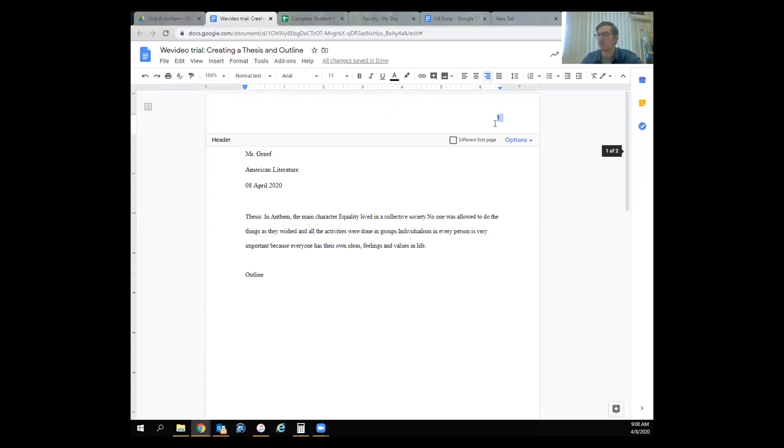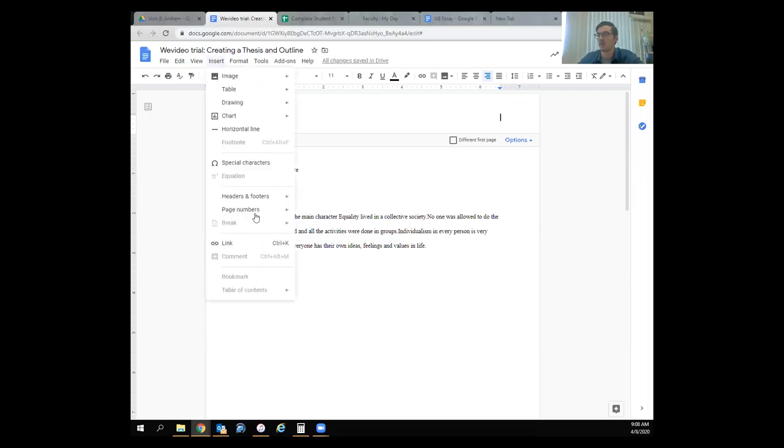So the way we fix that is by inserting a command for the page numbers. Now, there are 4 options. We want the one in the header at the top, not the footer at the bottom. So don't click these bottom ones, pick the ones at the top. And then we want a page number on the first page.